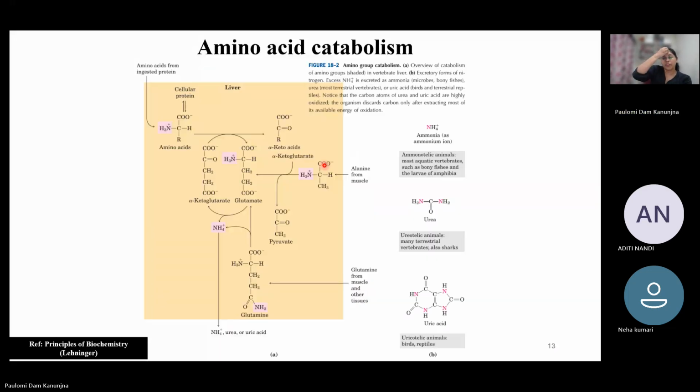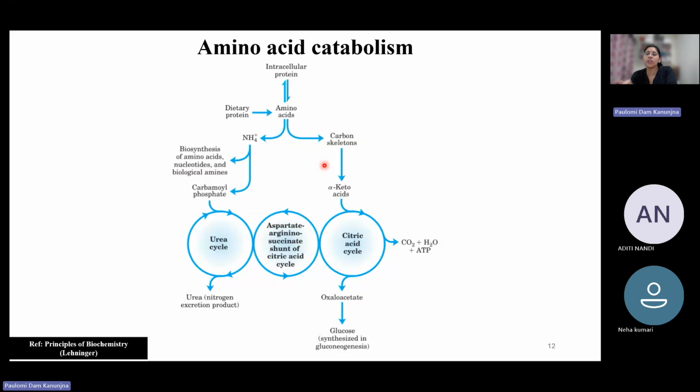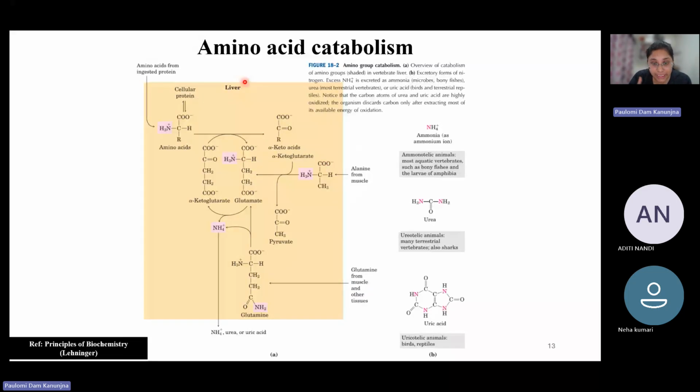Okay, now let's look into both of these individually. We'll not look into the carbon skeleton as much, but we'll look into the ammonium first. So here you can see, this degradation of amino acids takes place in the liver. Don't forget the site. The degradation takes place in hepatocytes. Hepato means liver, so hepatocytes means liver cells. So you have a cellular protein, or an ingested protein, whichever protein you have, that's giving you the amino acid. This amino acid will give out nitrogen or ammonium, and in turn it will become alpha keto acid. Let's look into this.